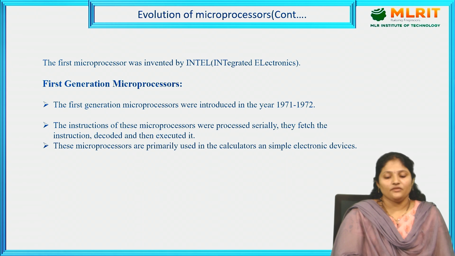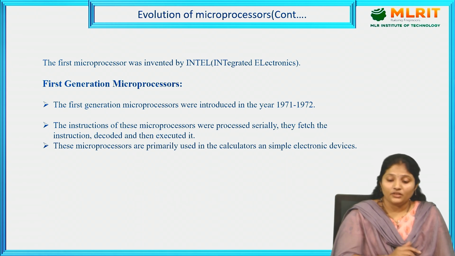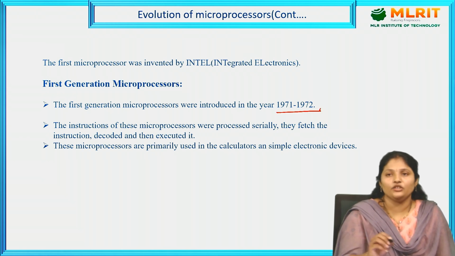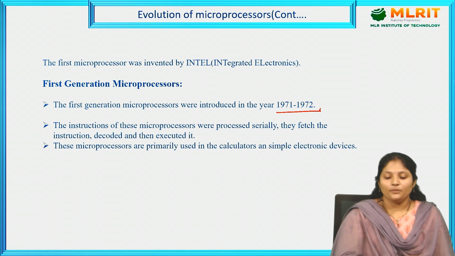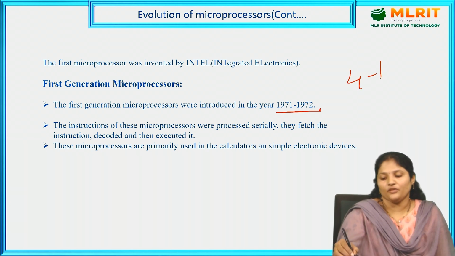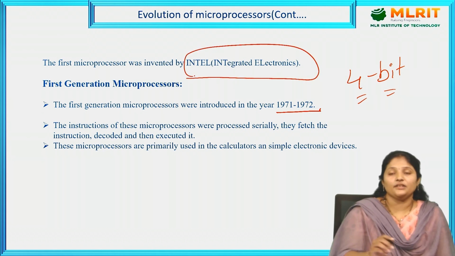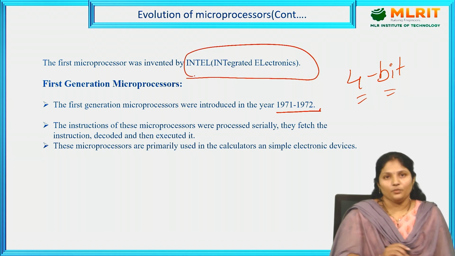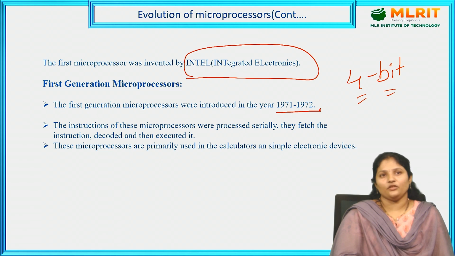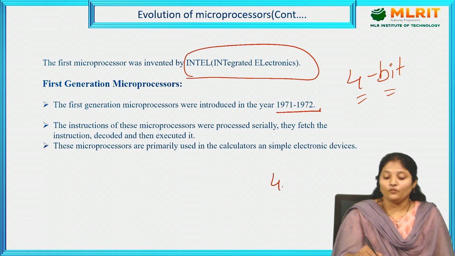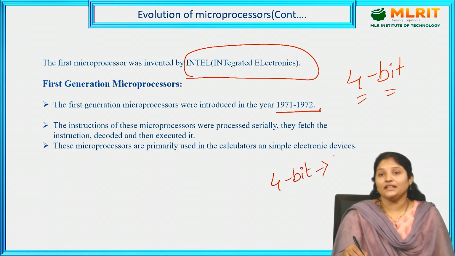The first generation of microprocessor came into the picture in 1971 to 1972. Basically, it is the 4-bit microprocessor, invented by Intel Corporation in 1971. So what is a 4-bit microprocessor? A 4-bit microprocessor means it can perform 4-bit operations in a single clock pulse, or a single time.